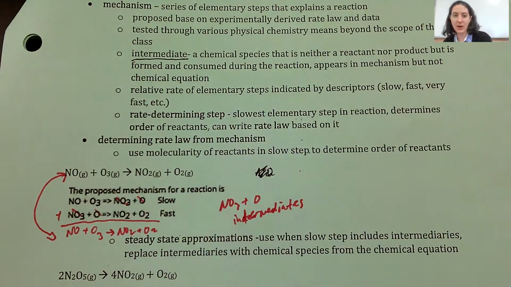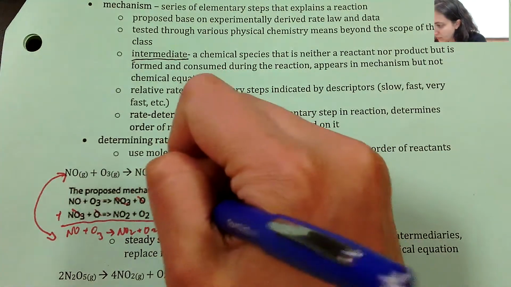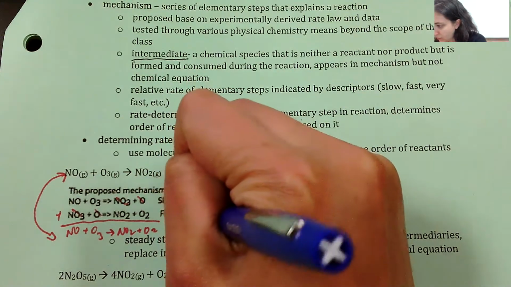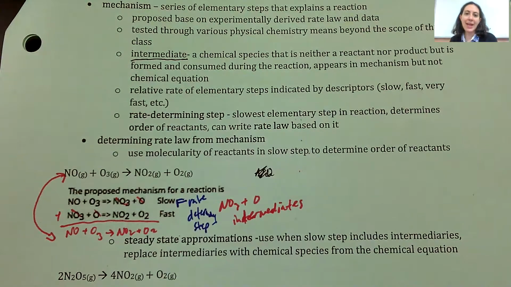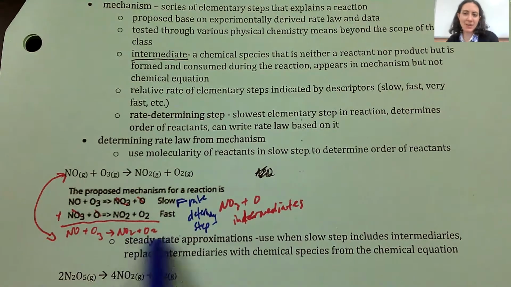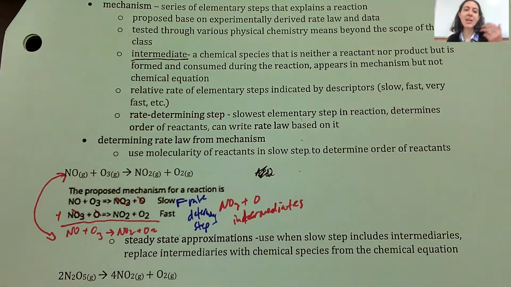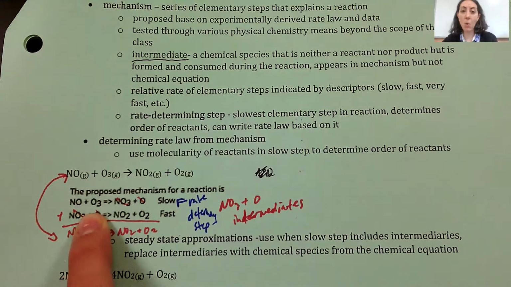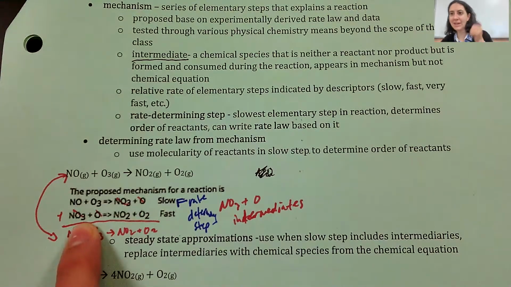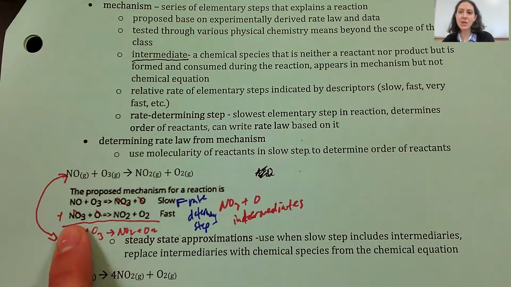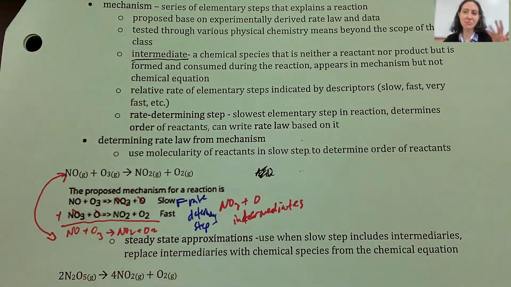All right. The rate determining step is the slowest step. So this would be the rate determining step. And you can use that to write the rate law. So what this is telling us is that the second step doesn't actually matter. The rate determining step is the slow one. So if we increase the concentration of nitrogen monoxide or ozone, this step is going to go faster, so it'll speed up the whole reaction. If for some reason we had nitrogen trioxide just lying around and we added more nitrogen trioxide, it's not going to speed up the reaction because this is already a very fast reaction anyway.